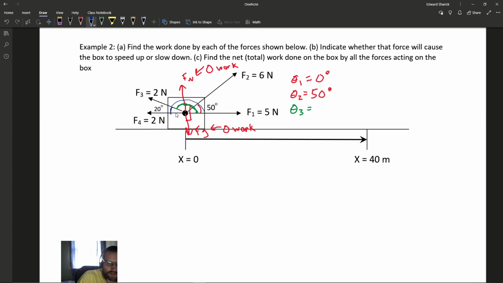And so this would be 180 minus 20, or 160 degrees. And then finally, theta 4 would be just 180 degrees, complete opposite direction. Okay, so we always are finding the angle between the 2 vectors. So that's our first part. We've got our theta values, and we have our force values, and we have our distance value is 40 for each of these.